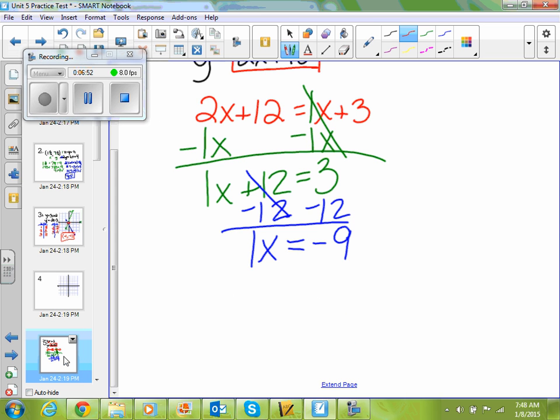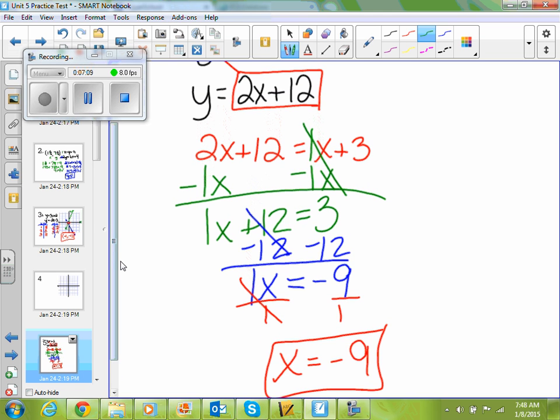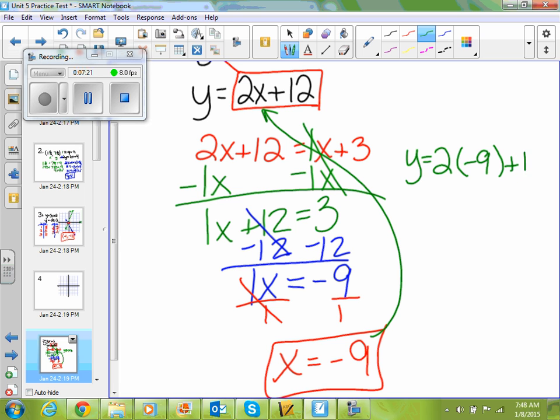The last step is that I have to get my x by itself, so I'm going to divide each side by 1. If I do that, then -9 divided by 1 is -9, so x is -9. We are not done, however, because we have to also find our y value. And so we take this -9 and we plug it back in for x in our second equation. So if I do that, y equals 2 times -9 plus 12.